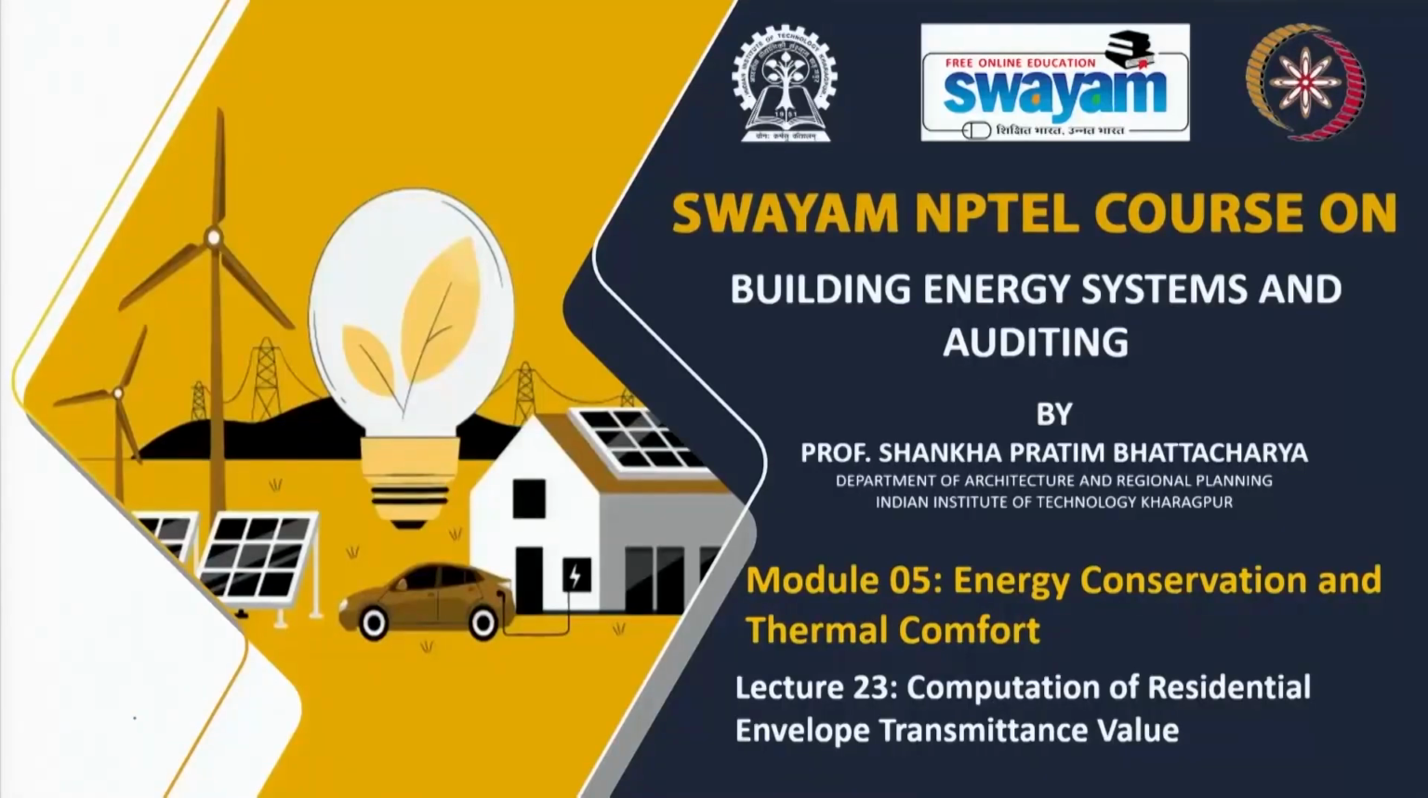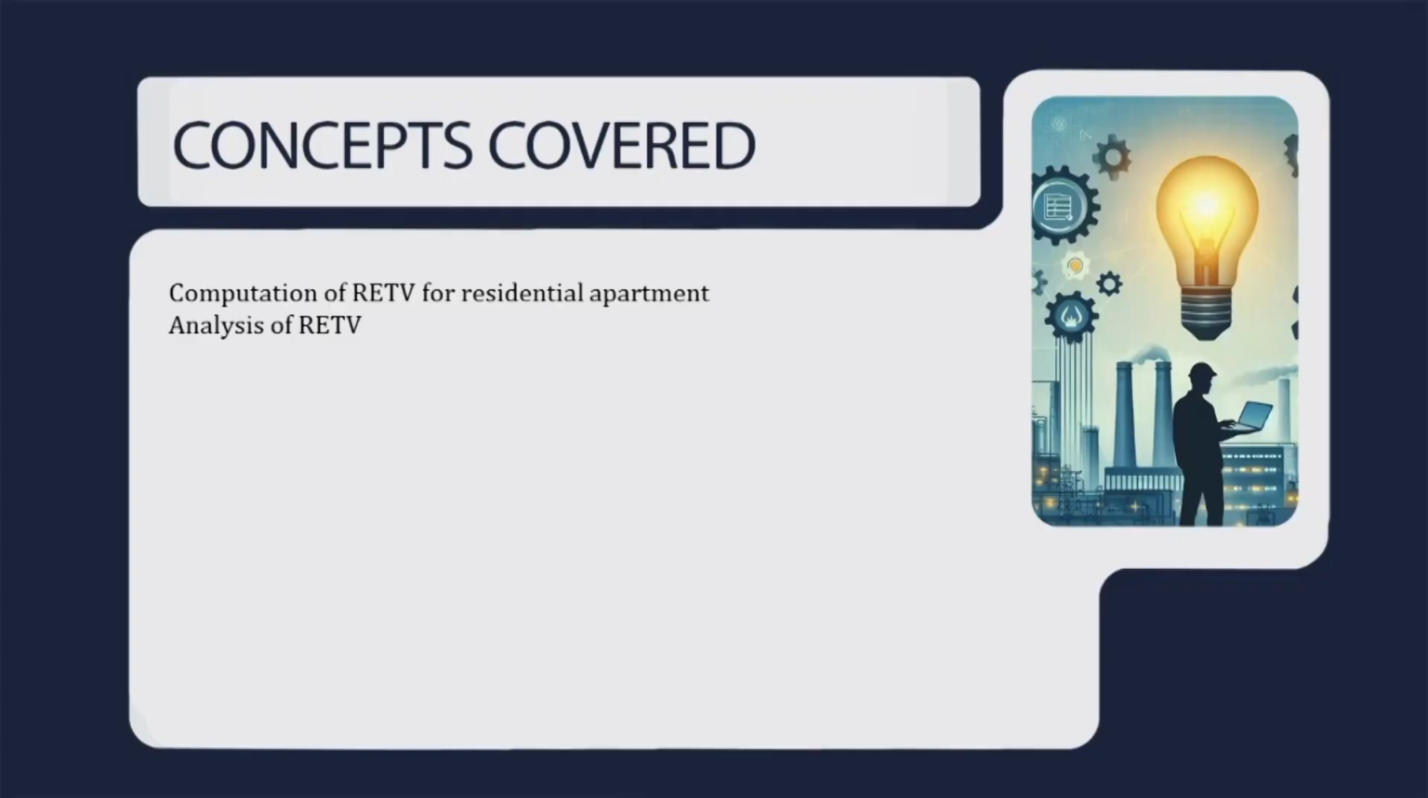Welcome to the NPTEL course on building energy systems and auditing. In module number 5, lecture number 23 will be discussed now. In lecture 23, we will discuss the envelope transmission value RETV, which we have already discussed in lecture number 22. But in this particular lecture, we will see some of the analysis of RETV and how it is actually going to apply in apartment buildings. So, those we will see.